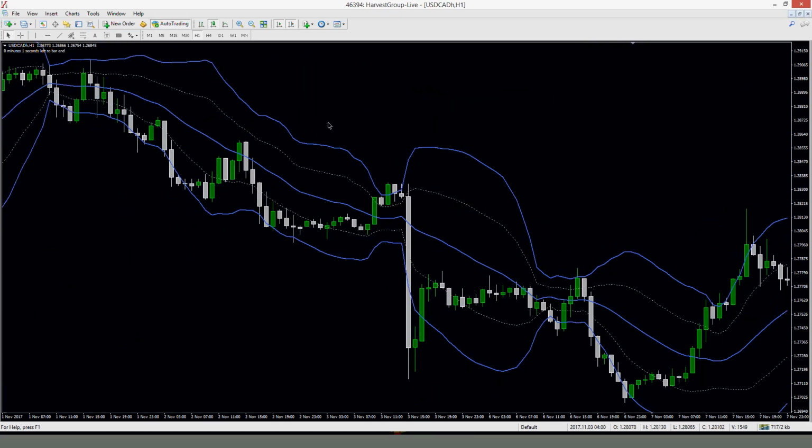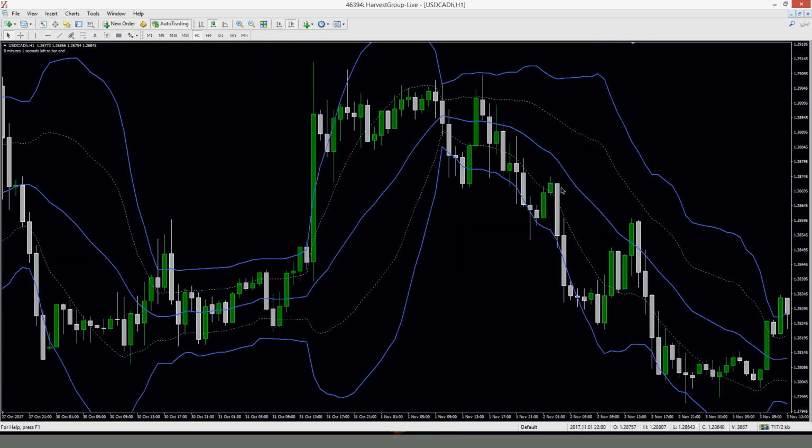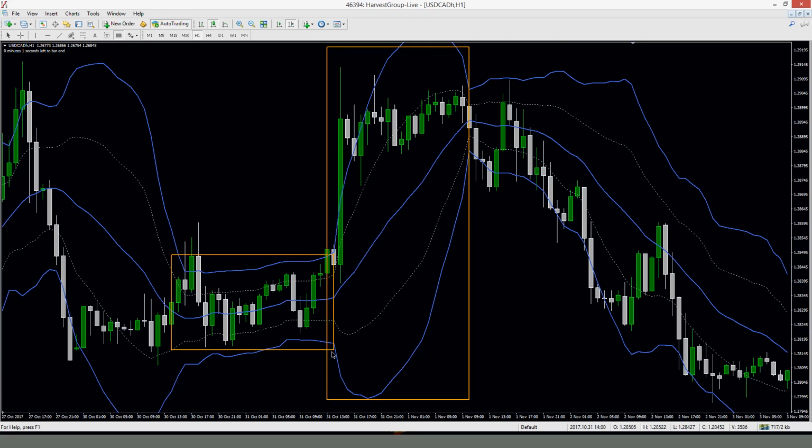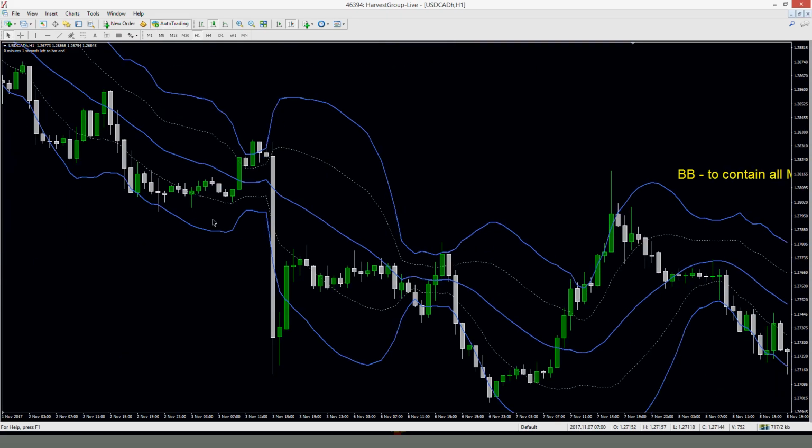Okay, there are two types of Bollinger Band: the momentum Bollinger Band, over here, and the sideways Bollinger Band. Let me just highlight this for you. This is a momentum Bollinger Band, and this is a sideways Bollinger Band. As you can see, it's fairly obvious that the candles are moving sideways.